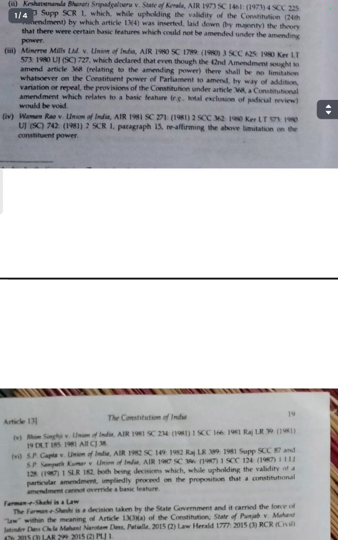Minerva Mills Limited versus Union of India, which declared that the 42nd Amendment, which sought to provide that there shall be no limitation on the constituent power of Parliament to amend by way of addition, variation, or repeal the provisions of the Constitution under Article 368, relating to the basic features, and a total exclusion of judicial review, would be void.